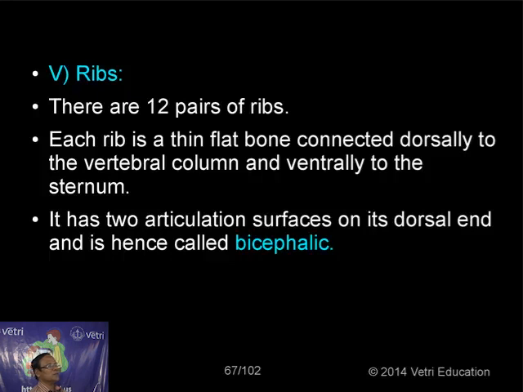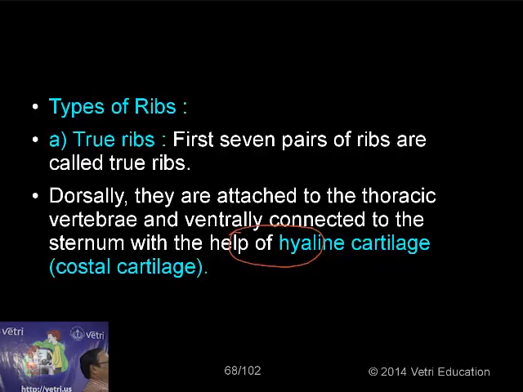Now at the dorsal side, the rib normally has two heads. Such a head is called bicephalic. So the ribs are bicephalic in human beings. The reason is that they have two heads at the posterior end. Dorsally they are connected to the vertebral column. Thus the 12 pairs of ribs are connected to the 12 vertebrae of the thoracic region, otherwise called the thoracic vertebrae. Now anteriorly they are connected to the sternum, either directly or indirectly.